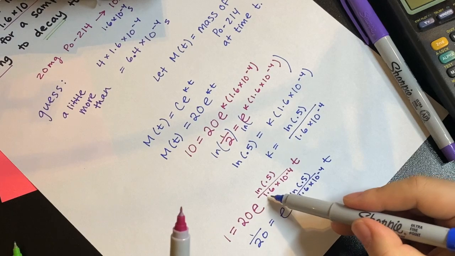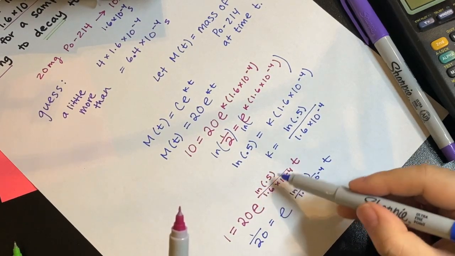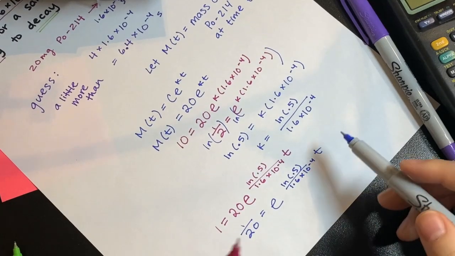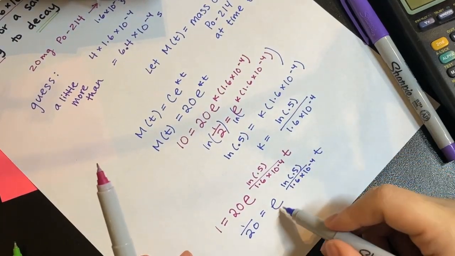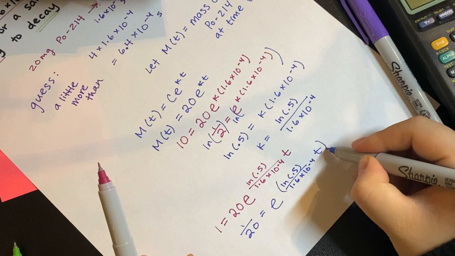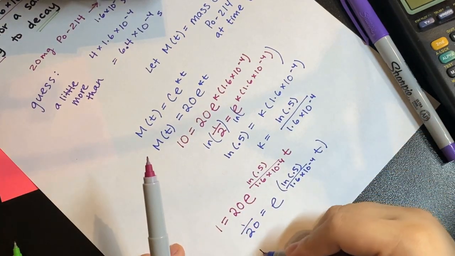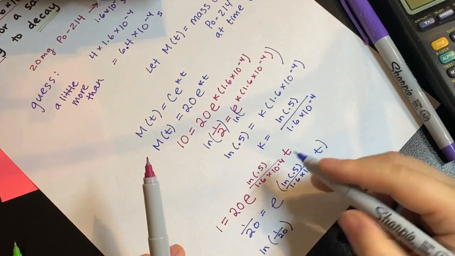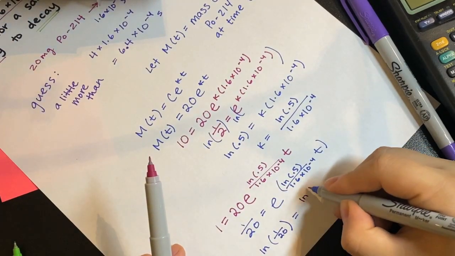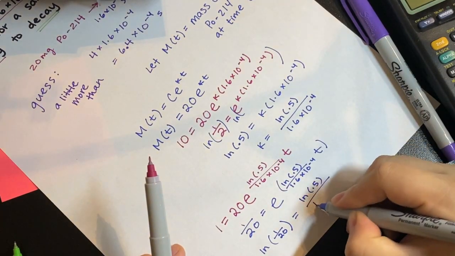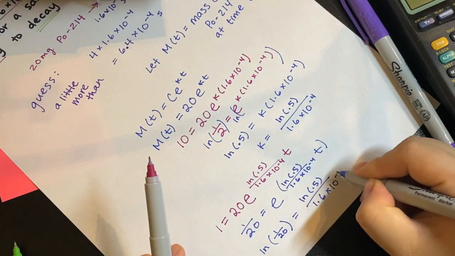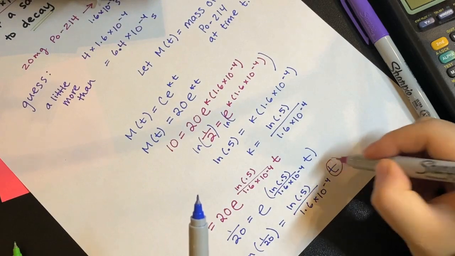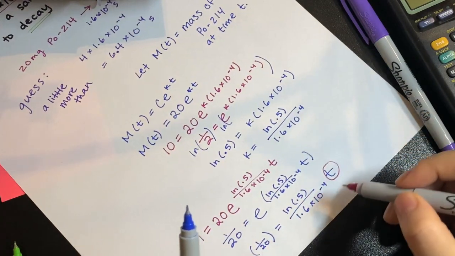Unfortunately, we can't simplify this really because we have a natural log on the top, but we have stuff on the bottom, so we can't really mess around with this much, but it's e to the power of all this stuff. So we're going to take the natural log of that, and then we're going to go ahead and write all of it out. 1.6 times 10 to the negative 4 t, and we're going to solve for t. So we're going to divide this over.